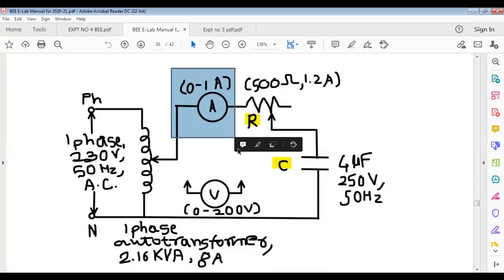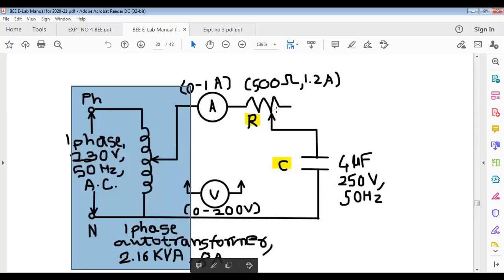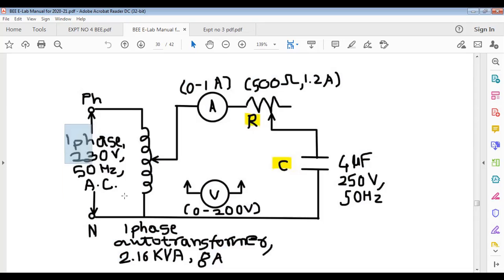Now here DMM we use to measure voltage drop across resistance and capacitor, and here auto transformer, because to every group we used to apply different voltage. Suppose first group 200, second group 210, third group 220, so on 240. So there auto transformer. Auto transformer input is fixed.